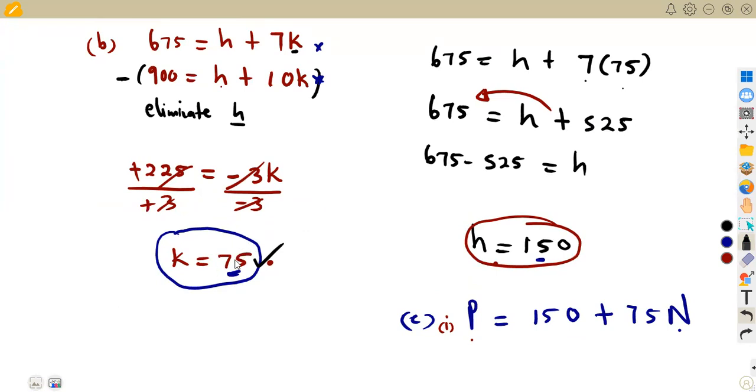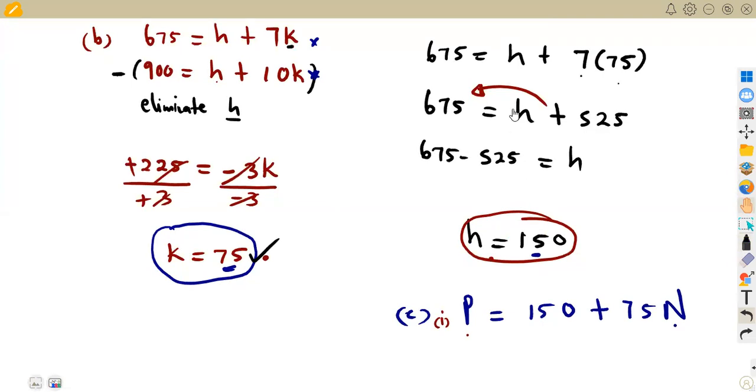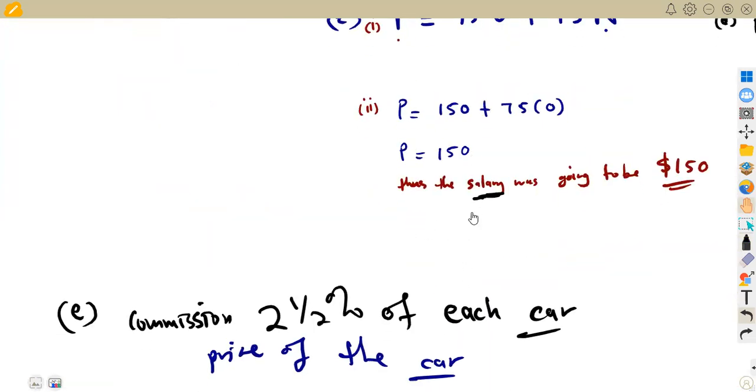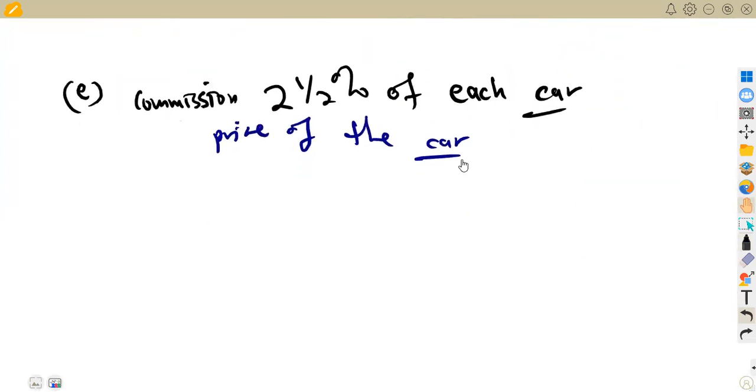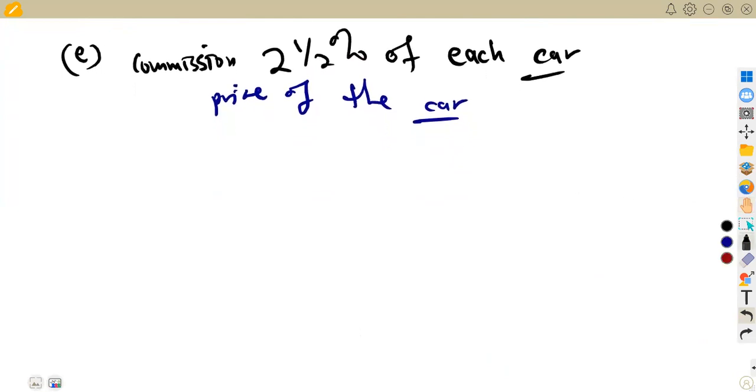So we have a commission of $75. Taking the value of K, which is representing the commission in this case, we are saying our commission for each car, because it's taken per car, is 2.5%, and we have its amount, which is $75. That is the amount of the commission in this case. But now they need the price of each car.